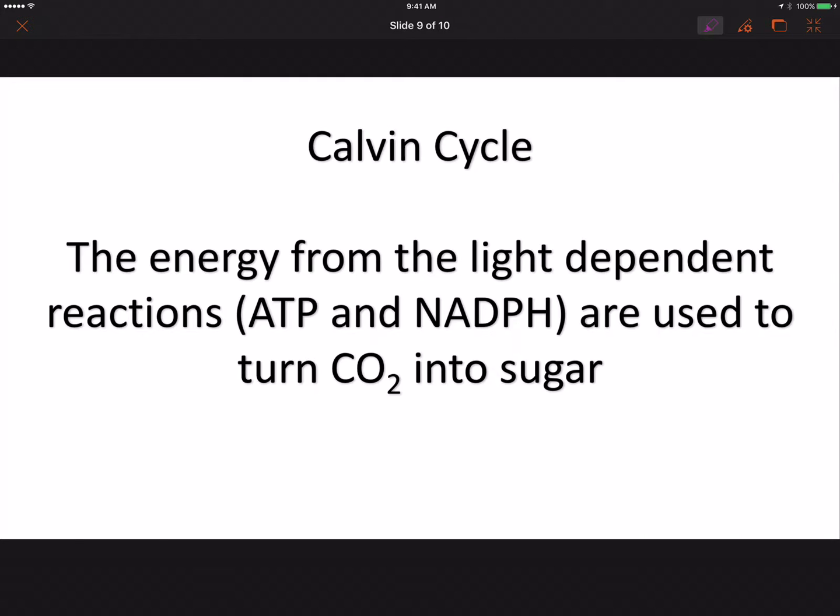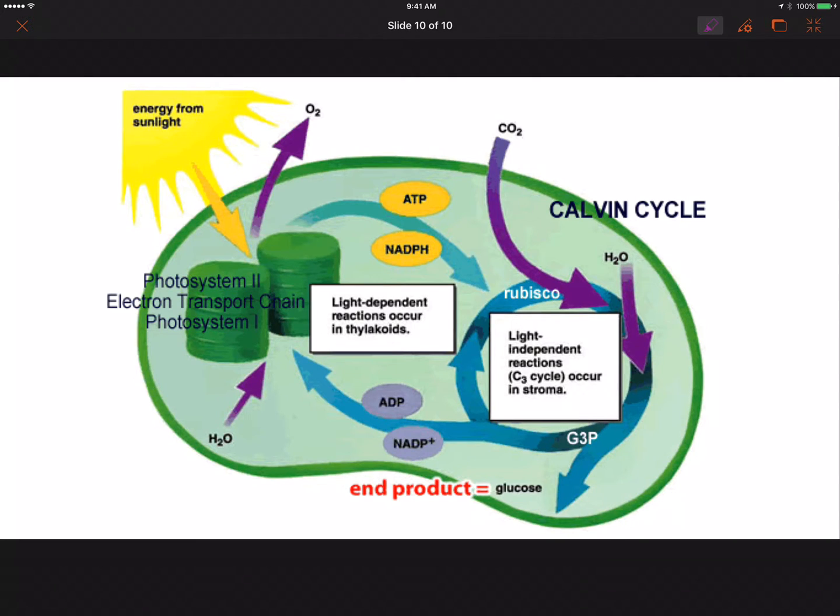Just a quick review. Calvin cycle is turning the energy we made from the light-dependent reaction, which is ATP and NADPH. We're using that energy and turning carbon dioxide into sugar. That sugar is glucose, which is C6H12O6. So here's our overall process of photosynthesis.